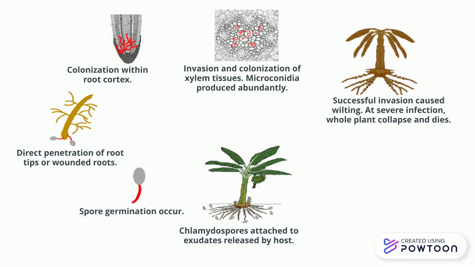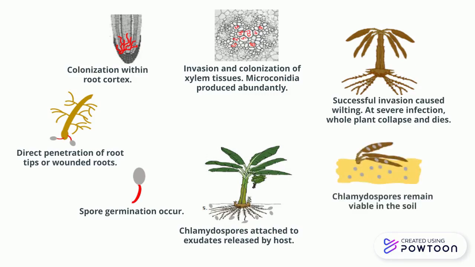The FOC feeds saprophytically on the dead tissues and produces chlamydospores that remain viable for more than 30 years, and will result in another wilt outbreak upon direct contact with a susceptible banana's root.